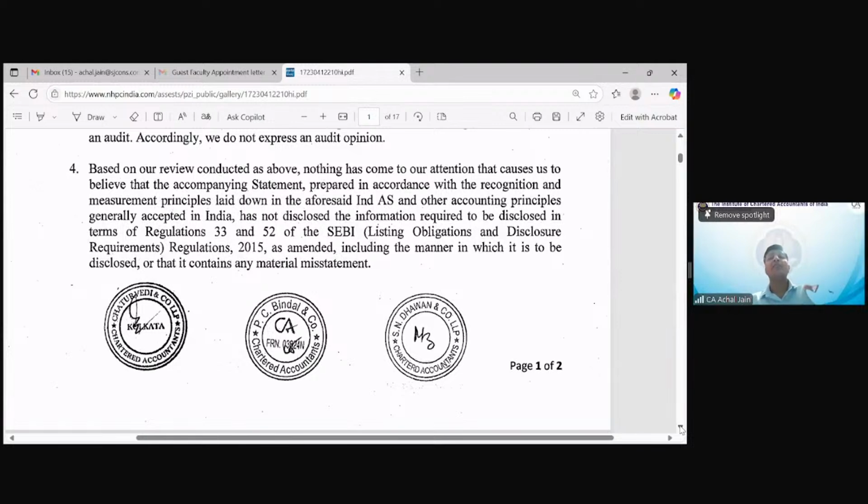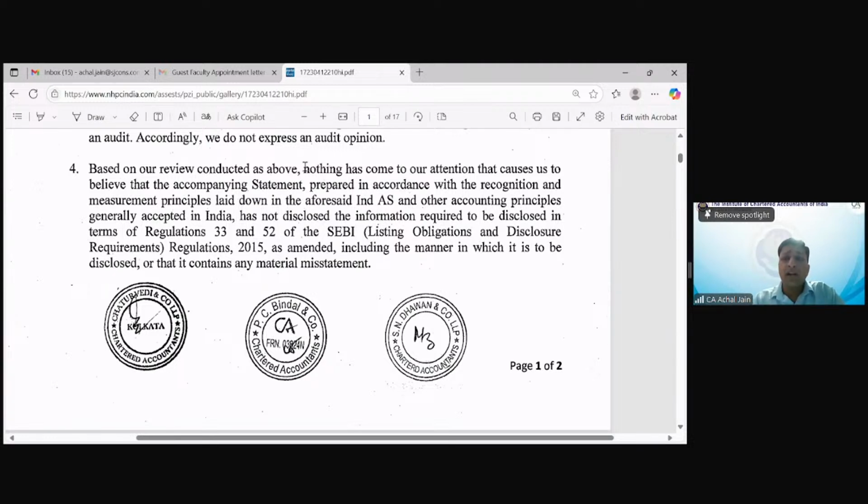Then he is providing the conclusion. Now comes the conclusion. So auditor says, based on our review conducted as above, nothing has come to our attention. See, when it comes to limited assurance, so auditor is not saying that the financial statements provided true and fair view. Auditor is simply saying that nothing has come. So it's a negative language auditor or the practitioner will use.